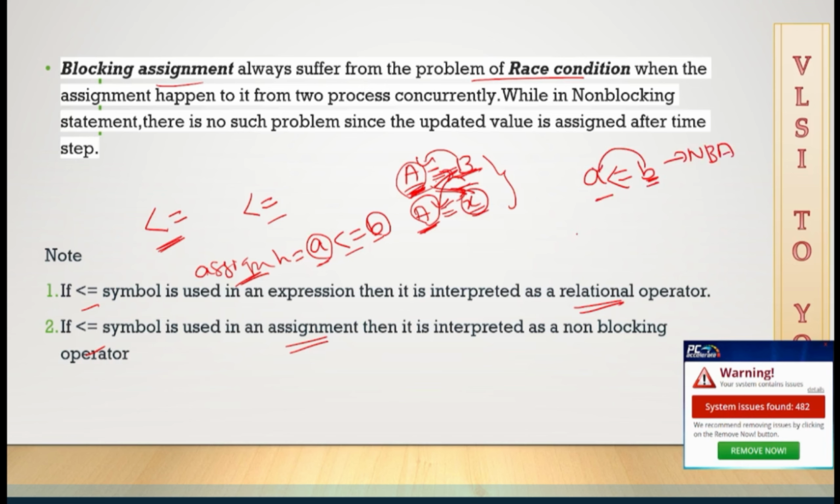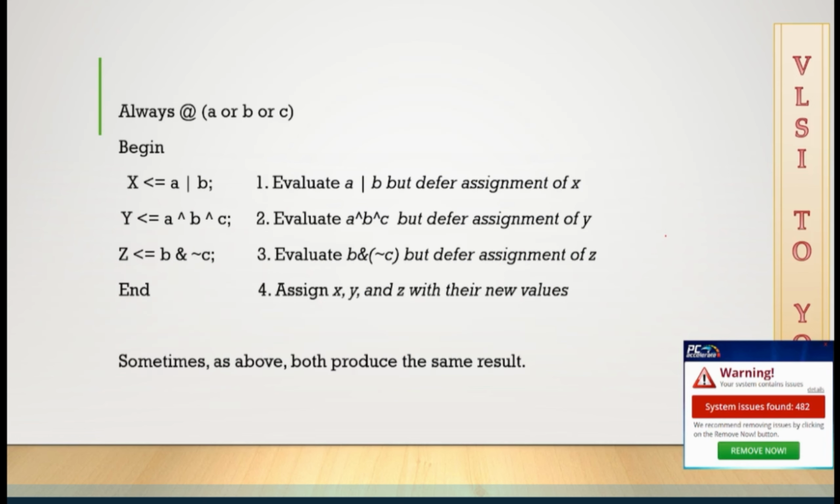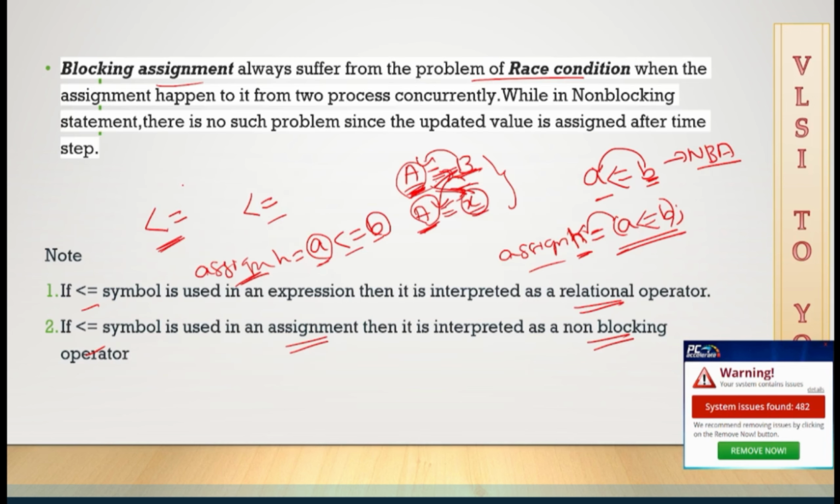But if you see the same expression written as assign h equal to a less than or equal to b, what is happening? Assign h, what are you assigning? You are assigning the result of the relational operator to h. Got my point? That is the difference between the non-blocking assignment and the relational operator. Clear? So now let us see what we have discussed before.